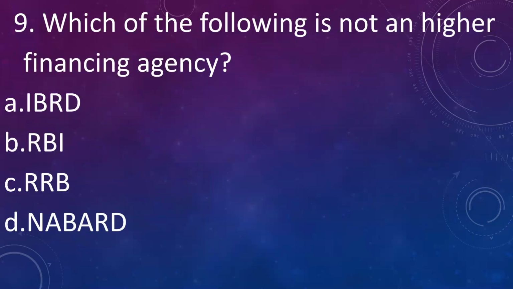Next question is, which of the following is not a higher financing agency? A. IBRD, B. RBI, C. RRB, D. NABARD. Answer is, not a higher financing agency, RRB. RRB is a taluka level or district level bank. It is not a higher financing agency. Whereas IBRD, RBI and NABARD, these are the apex national level financing agencies. RRB is connected with farmers. Somewhat they are like grassroots level societies. So RRB cannot be a higher financing agency.